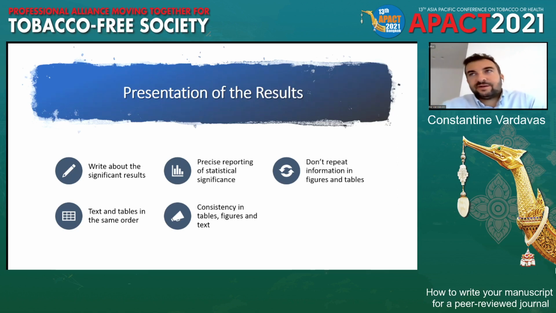P equals 0.07. But p 0.07 is not smaller than p 0.05. So while the writing says that we had a significant association, the p-value is not statistically significant. So we should be very precise. If something is not statistically significant, don't call it significant.